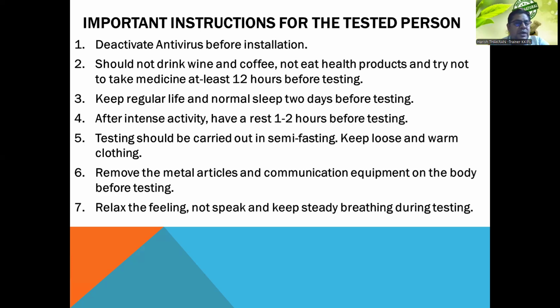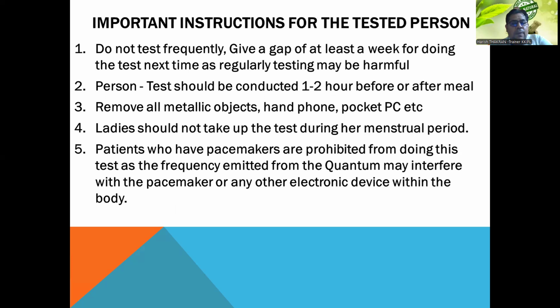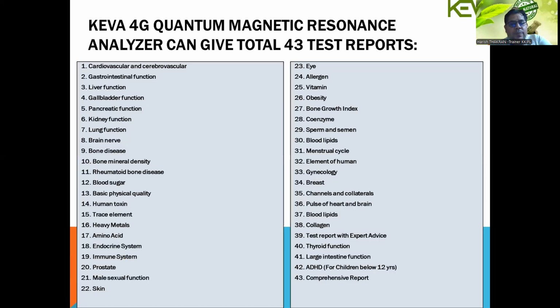If all these terms and conditions are obeyed in a better way, you will get up to 85% accuracy of test of your body via the 4G QMRA machine. Apart from that, if we talk about the report cards, these are the 43 different report cards which you get.